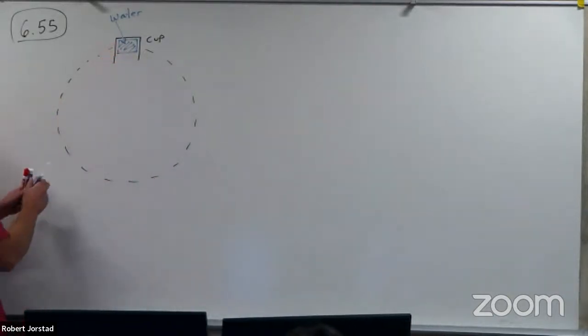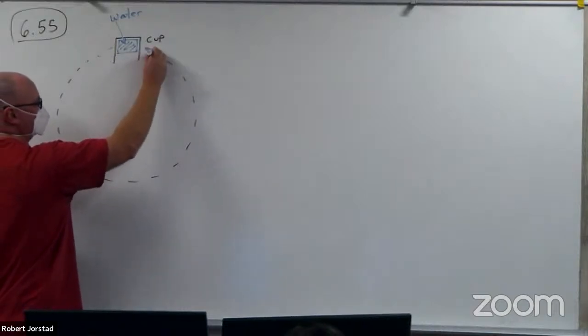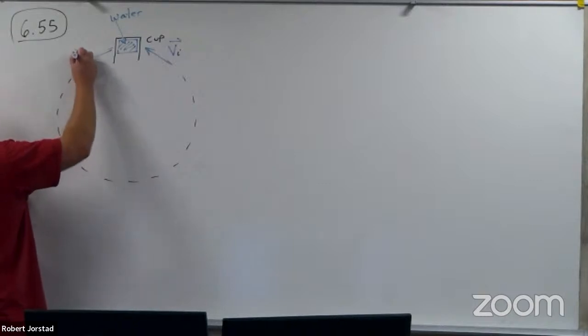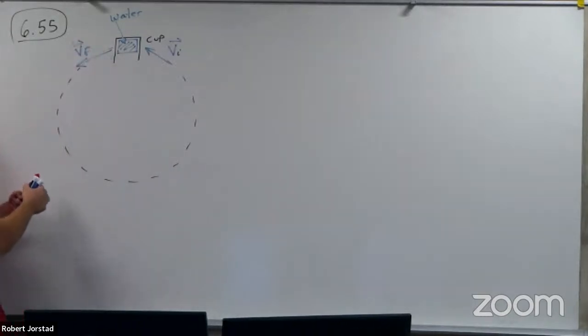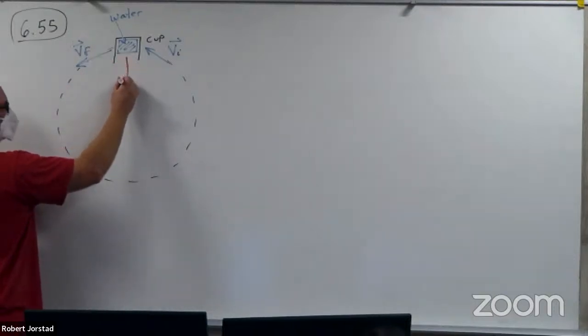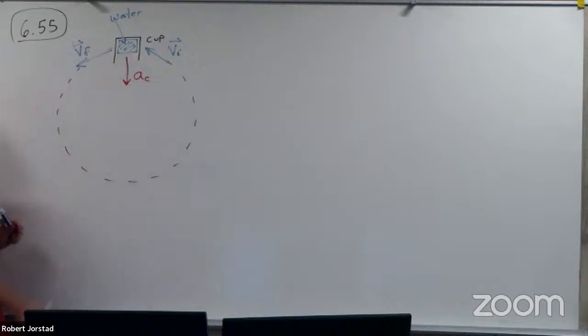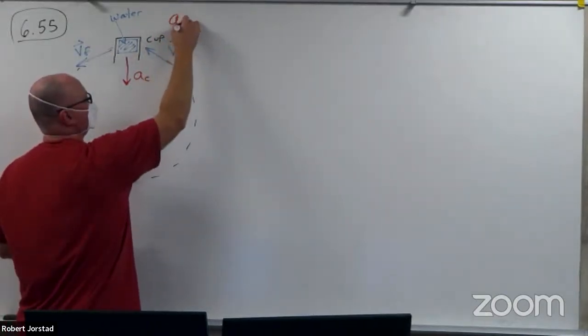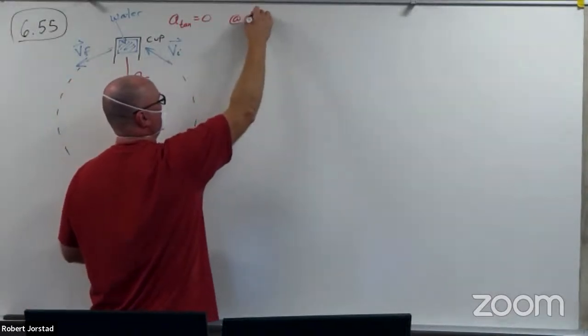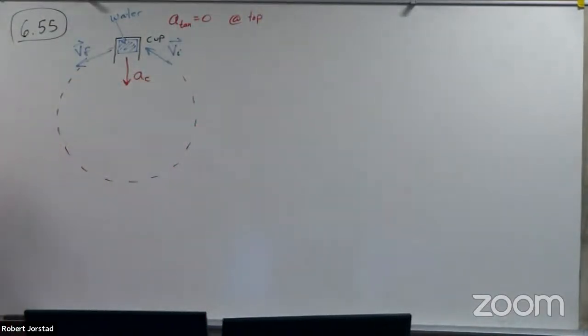Think about it. Just before, the velocity is going up. Just after, the velocity is going down. Whoops. Which way is the acceleration at the top of the circle? Towards the center. We don't have a tangential component. Okay, so in this case, great.